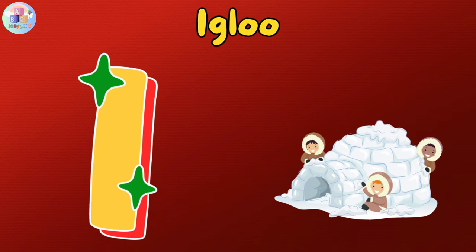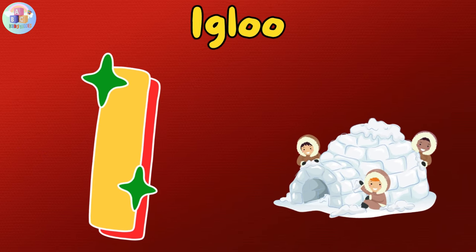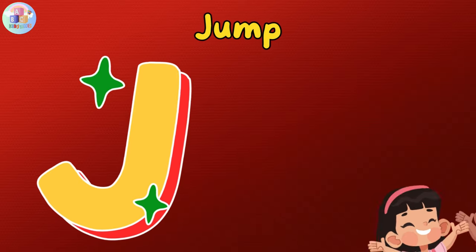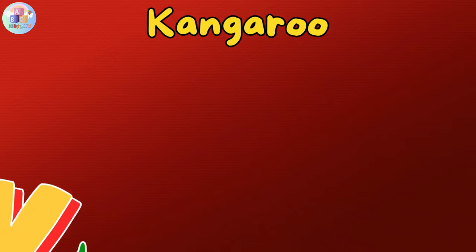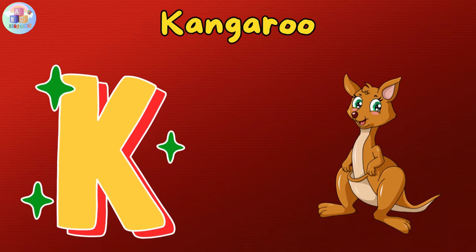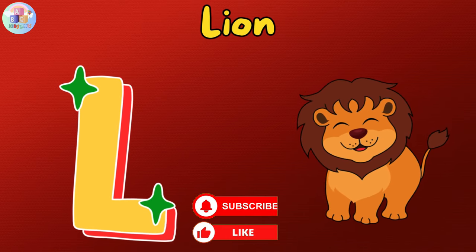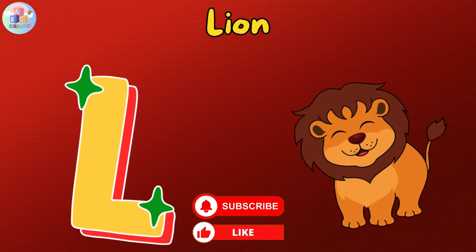I is for igloo, i, igloo. J is for jump, j, jump. K is for kangaroo, k, kangaroo. L is for lion, l, lion.